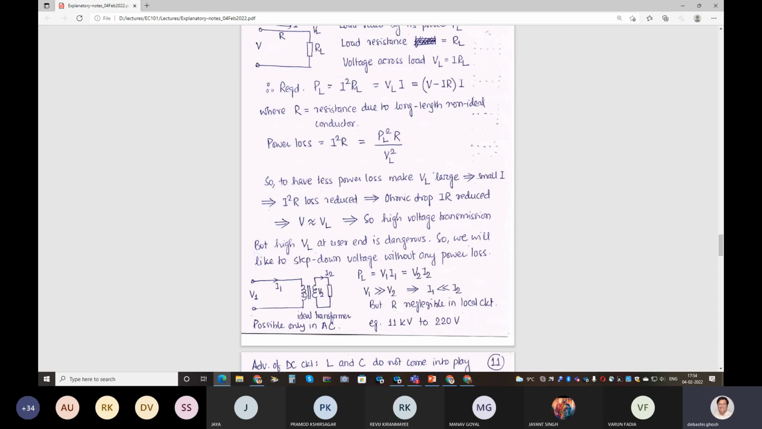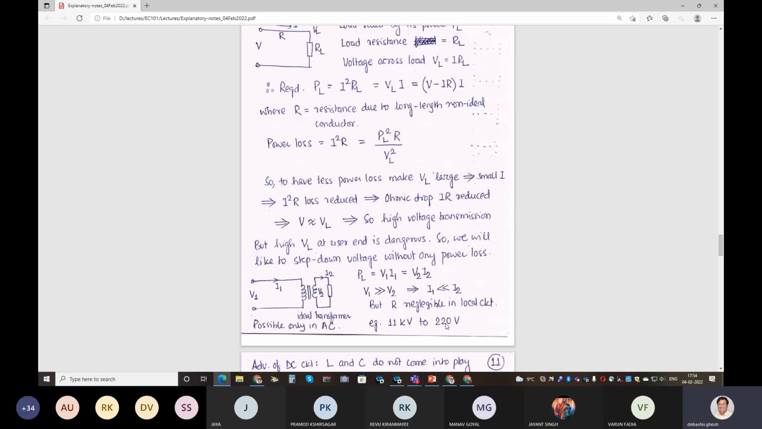This you cannot do in DC. This type of transformation of power from one side to another side without much loss of power, you cannot do in DC. It is only possible in AC. That's why we go for AC circuit.